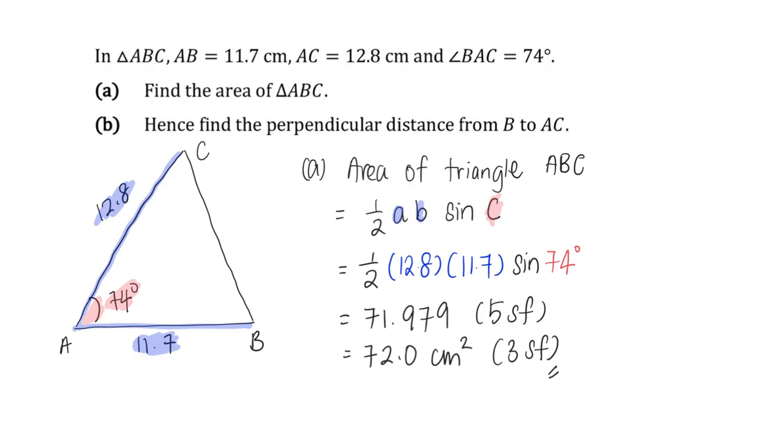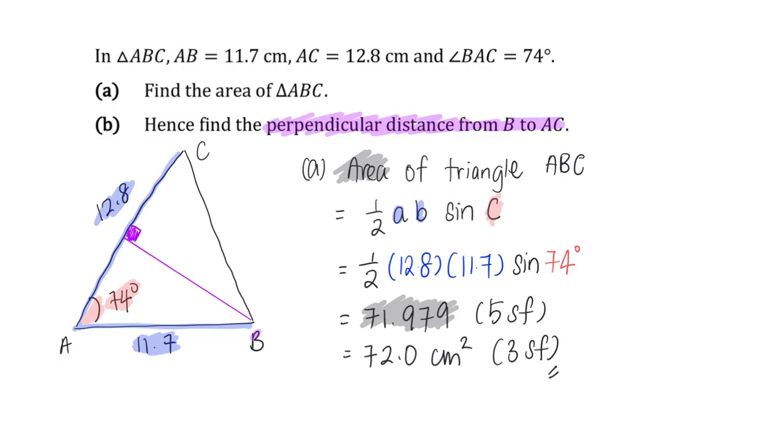For part B, where we are now tasked to find the perpendicular distance from B to AC, the perpendicular distance will be something around here, which is 90 degrees. Since we already got the area, of course, I'm going to use this area.